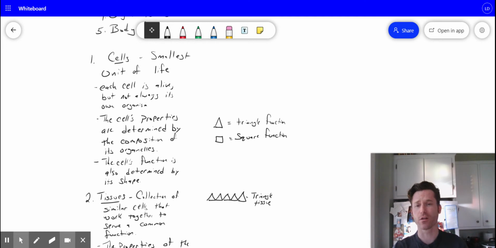In this model I have triangle cells and I have square cells. My triangle cells are going to do triangle things because they're shaped like a triangle. The square cells are going to do square things because they're square shaped. So that's what we're working with. Triangle cells, square cells.